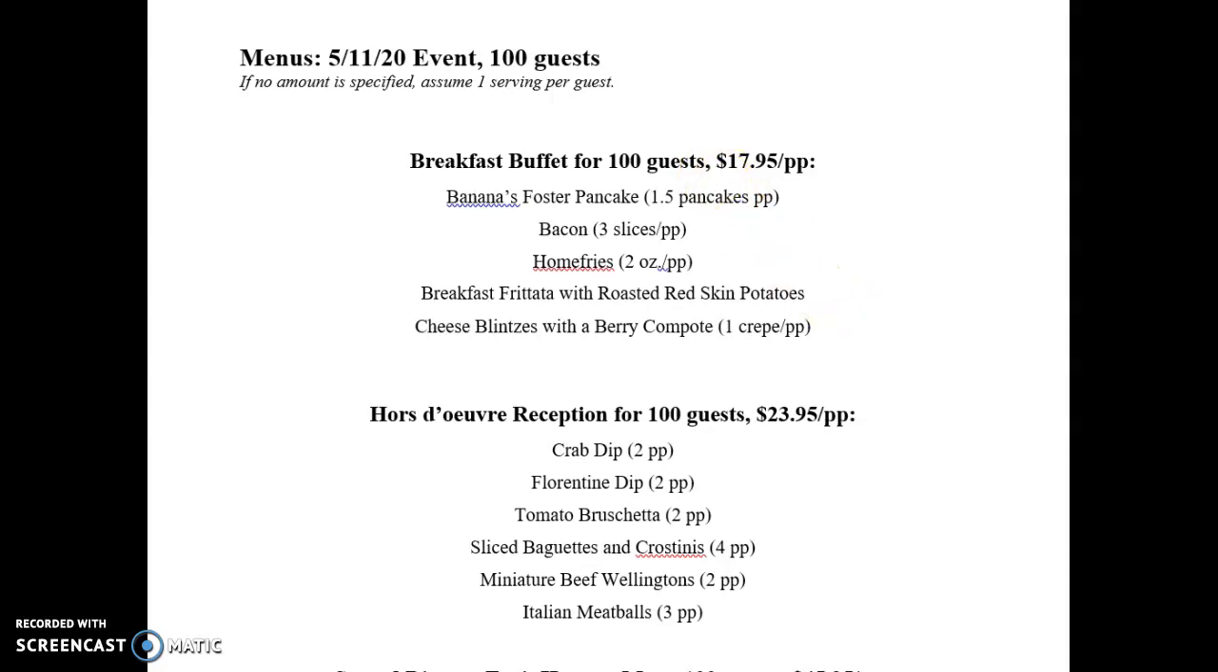On this page, I do include the menus, the number of guests again being 100, and we'll come back to this with our cost analysis of how much it is per person. Note here next to Bananas Foster Pancake, it says 1.5 pancakes per person. That means 1.5 pancakes per person is what you're going to estimate. So 1.5 times 100 guests means we need 150 total pancakes. It continues, listing the specific amounts: 2 per person of the crab dip, 4 per person as far as the sliced baguettes and crostinis go.